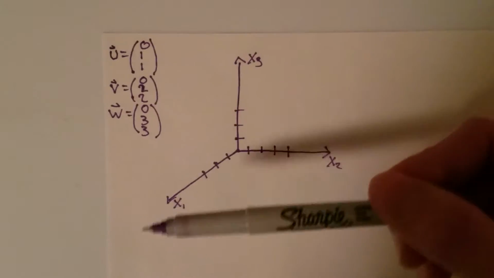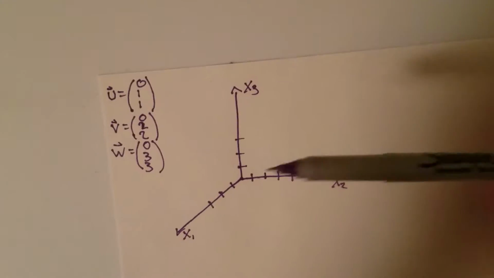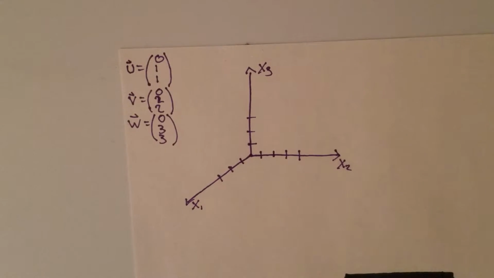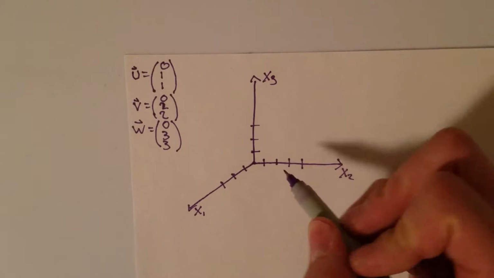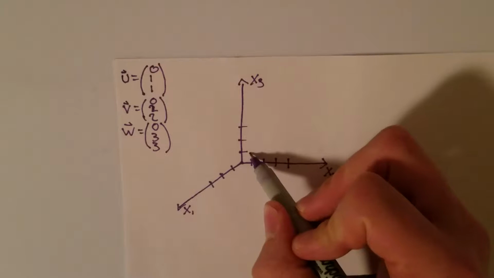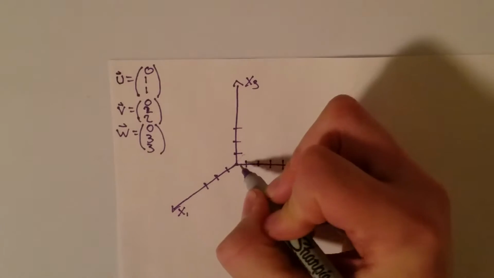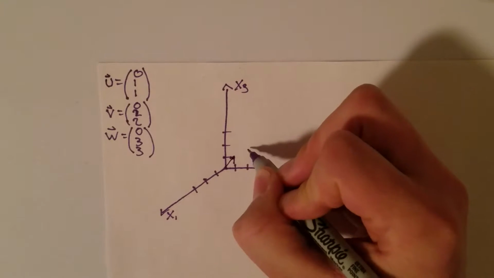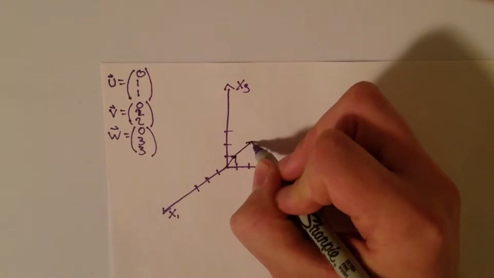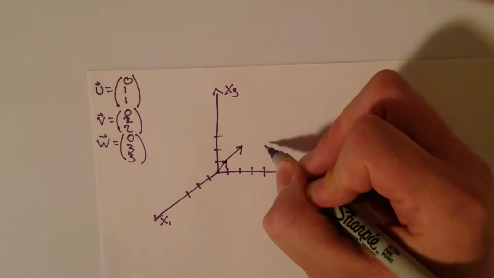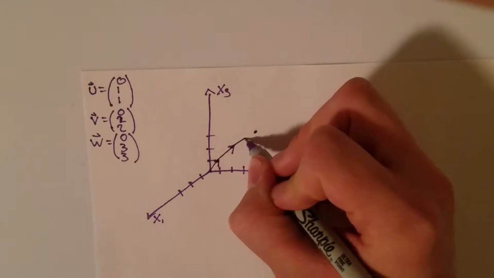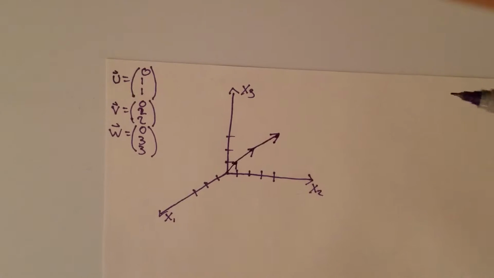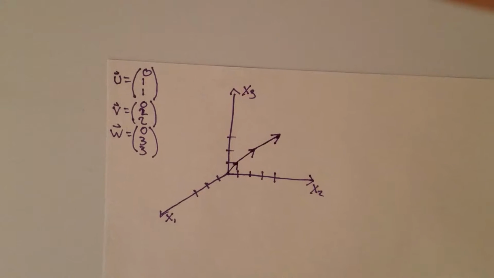And I had x1 be 0 just so I can draw the line in the x2, x3 plane. It'll be easier to see. So if we plot these, u will be right here. Let's see. V will be 2, 2. And w will be 3, 3 right there. So you can see that those will span a line going through the x2, x3 plane.